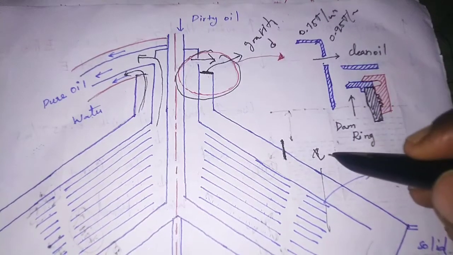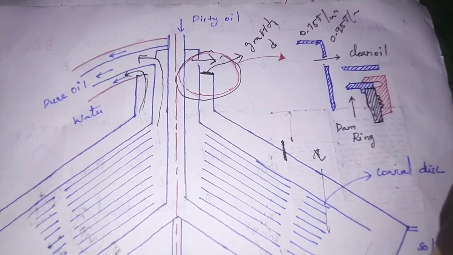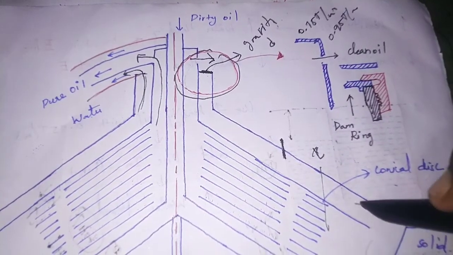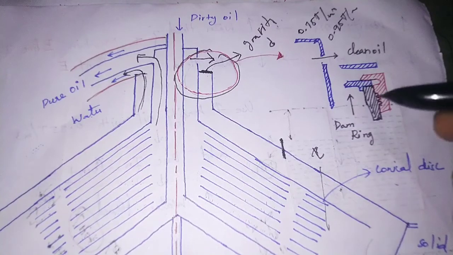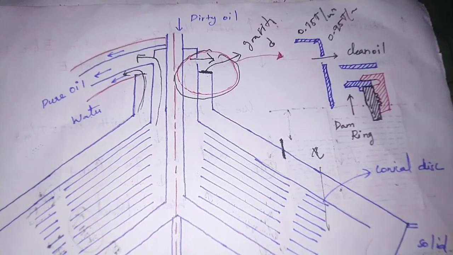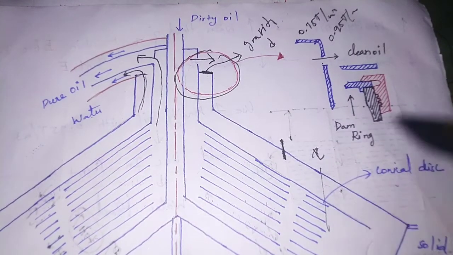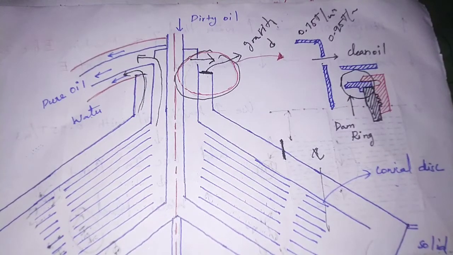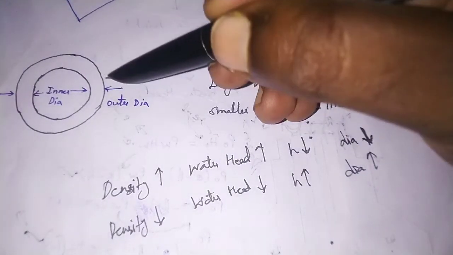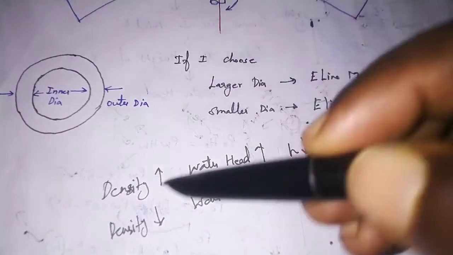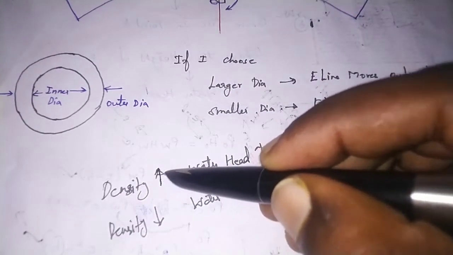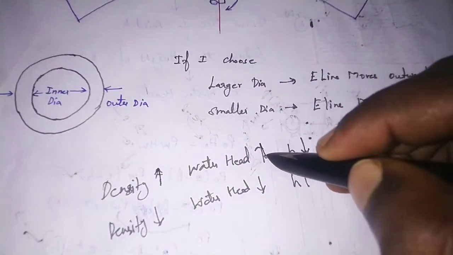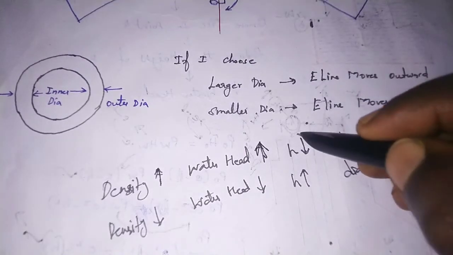It will move outward, so pure oil passes to the water side and oil is wasted. To maintain the E line at point E, we want to change the gravity disc. How can I change the gravity disc? The gravity disc is a circular disc with an inner diameter and outer diameter. If I increase the density of oil, I want to reduce the water head. How can I reduce the water head? By decreasing the H value.